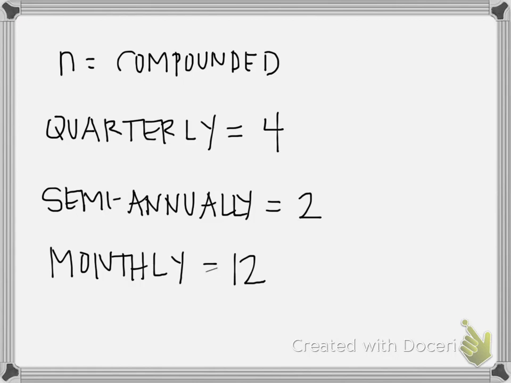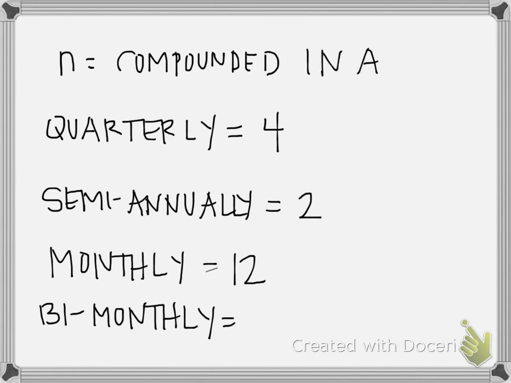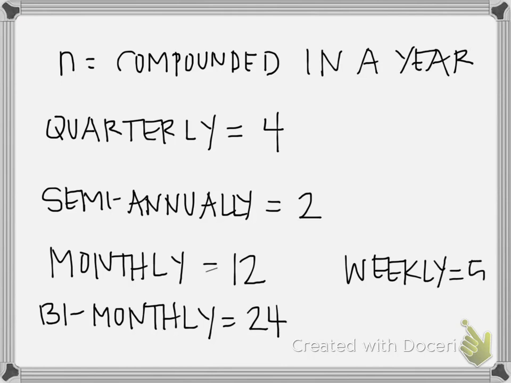What about if it said bi-monthly? So that'd be twice per month. And there's 12 months in a year because its N is compounding per year. How many times in a year? So bi-monthly would be 2 times your 12, which would give you 24. If it said weekly, what would that be? There are 52 weeks in a year, so that would be 52 times in 1 year that your interest would be compounded. So we need to know these words right here and what they represent. Quarterly means 4 times a year. Semi-annually means twice. Annually then would be 1. Monthly would be 12 times per year. Bi-monthly would be 24. And weekly would be 52.